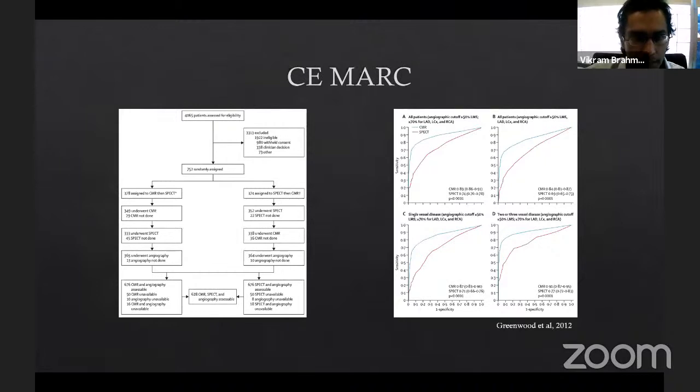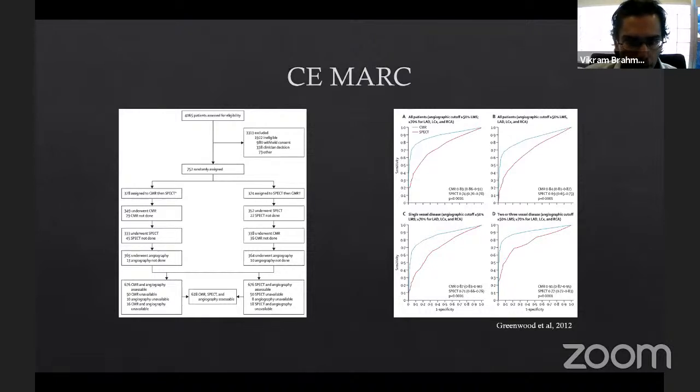So before I get to the newer trials, I just wanted to cover one landmark study, just to point out that CMR really does outperform SPECT. The CE-MARC study, this is a huge trial for stress MRI in the sense that the gold standard was offered to everybody. So all patients had an angiogram, and they also all underwent both CMR and SPECT for their functional assessment. And what we can see is MRI has a statistically significant improvement in sensitivity, negative predictive value.